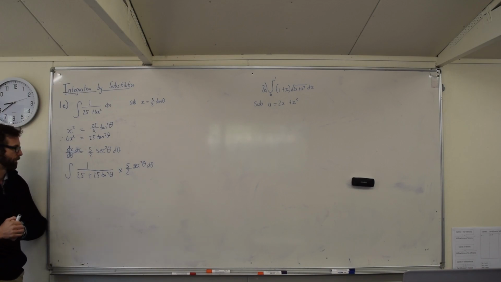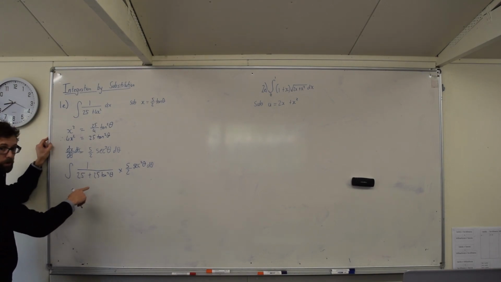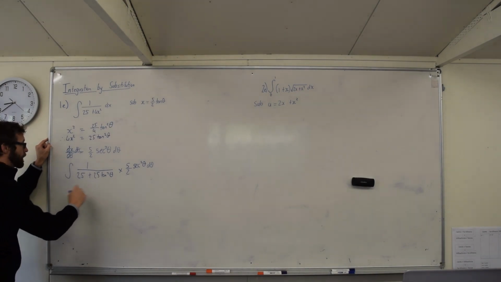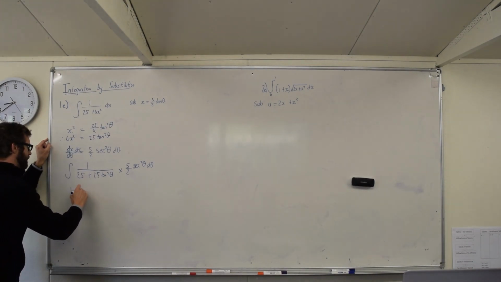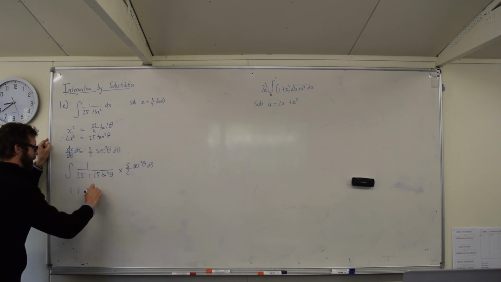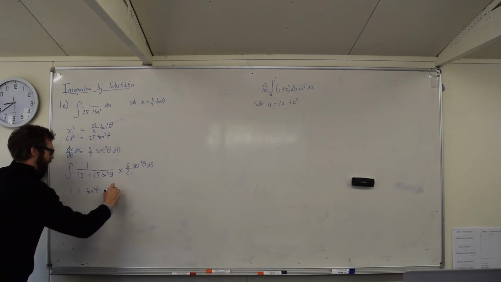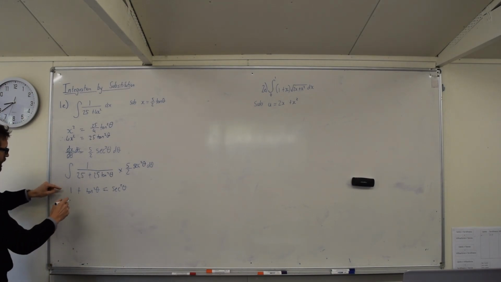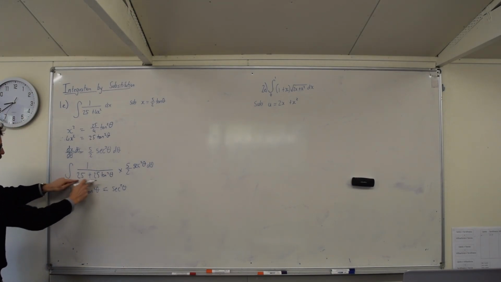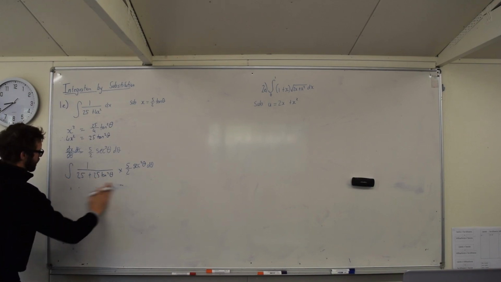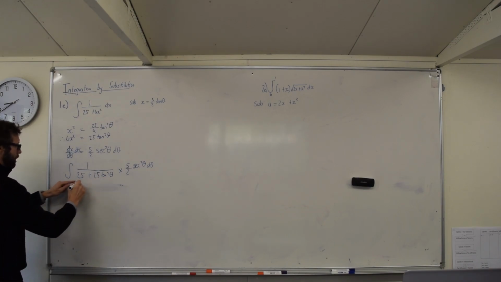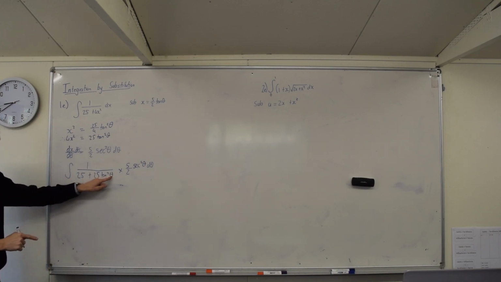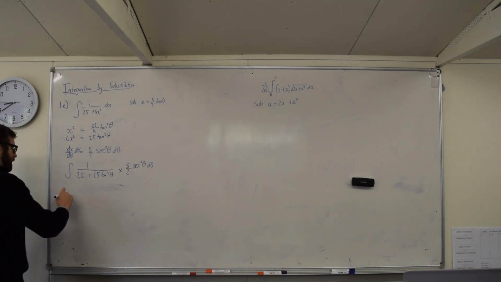Yes? You convert the tan squared theta into sec squared theta minus 1. Yeah. Or we know that 1 plus tan squared theta equals sec squared theta, yeah? Essentially that's what you're saying, right? But we could perhaps change this. We could say that this is 25 into 1 plus tan squared theta. So my next line could read like this.